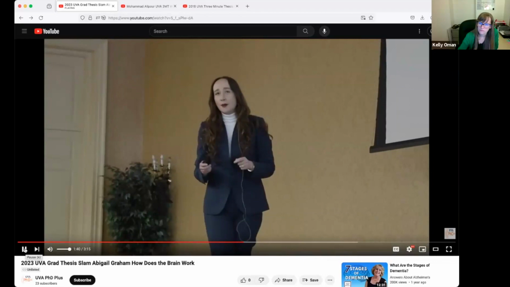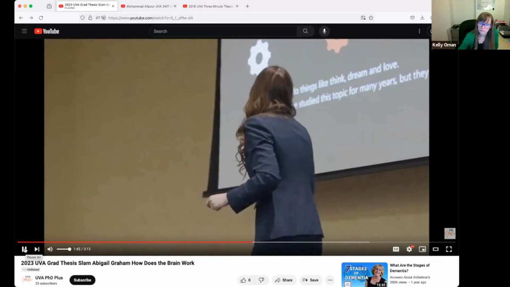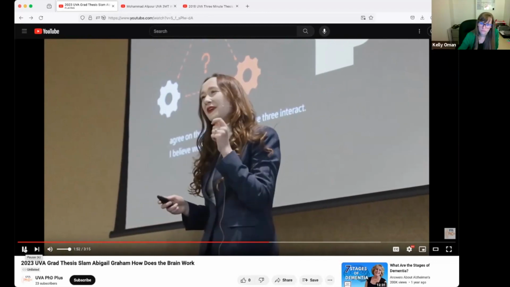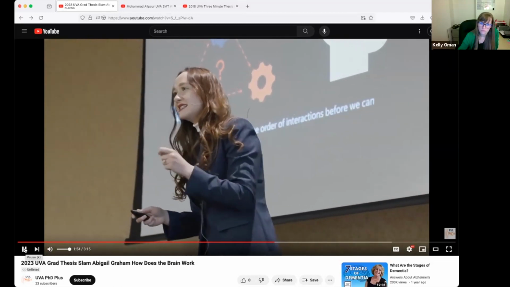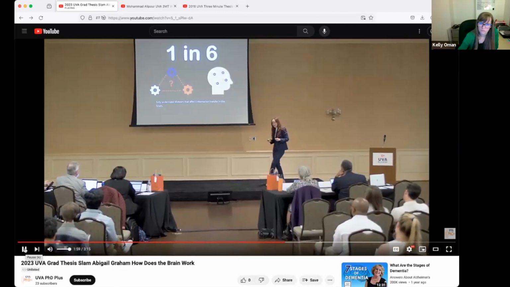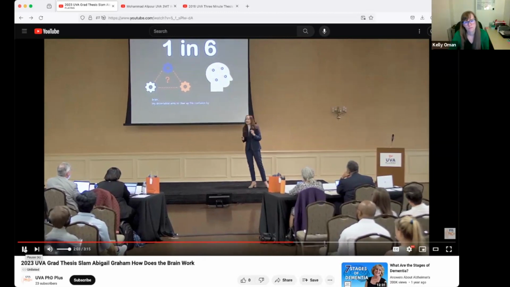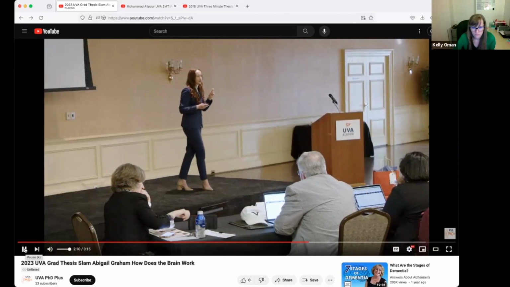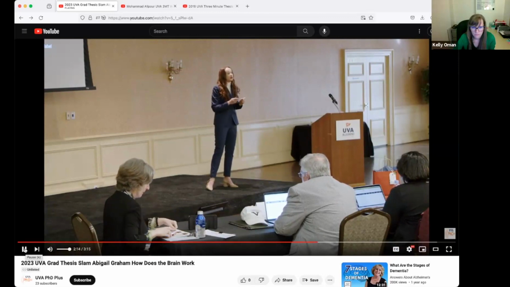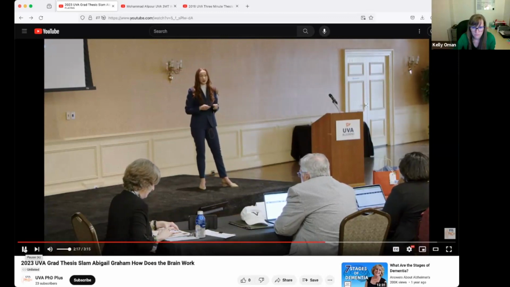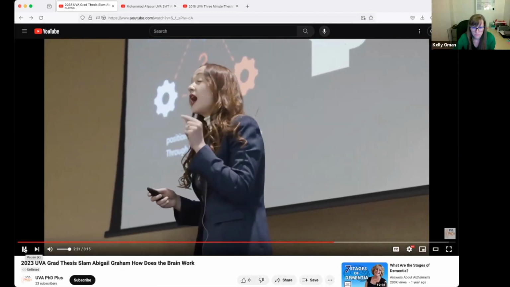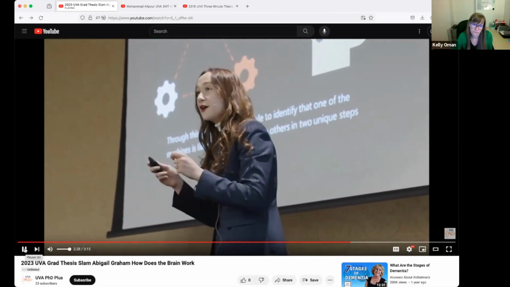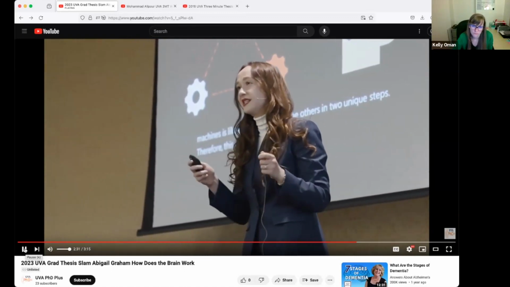Scientists have studied this topic for many years, but they cannot agree on the order in which these 3 interact. I believe we must define the order of interactions before we can fully understand diseases that affect information transfer in the brain. My dissertation aims to clear up this confusion by taking a very detailed and careful approach. In my work, I attach a special label onto the machine. That label gives me information on what the machine looks like at the position I have placed the label. Through this work, I have been able to identify that one of the machines is likely interacting with the others in 2 unique steps.